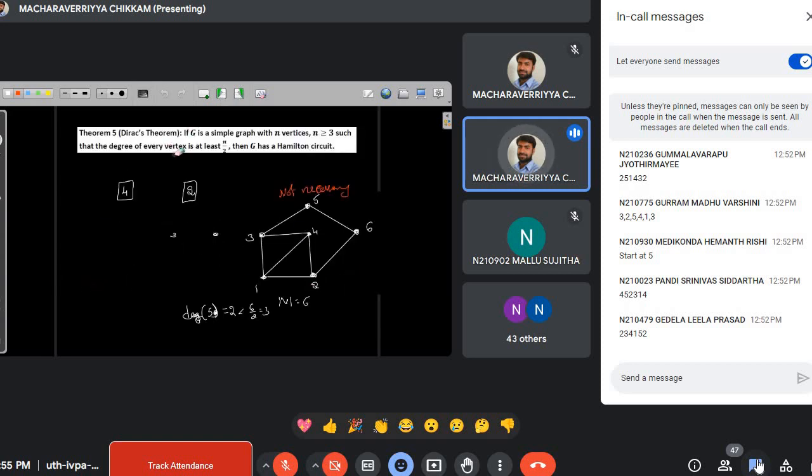Now this Dirac theorem gives us a sufficient condition to have a Hamilton circuit. So how you need to use this theorem is, you just check the degree of every vertex. If it is at least n by 2, where n is the number of vertices, then you say that it has a Hamilton circuit. Suppose G does not satisfy this condition, then you can't make any comment on it. Do you understand why? Because this condition is sufficient but not necessary.